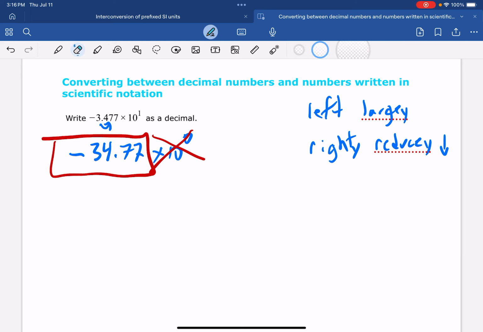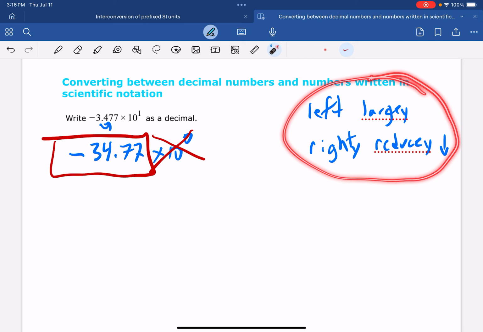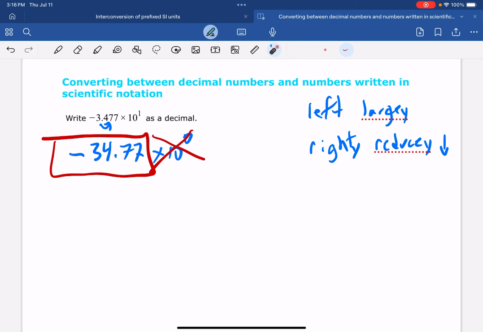One of the things I would really encourage you with when you're doing these is this lefty largy, righty reducey. As silly as it sounds, it's going to allow you to shift decimal places one direction or the other and simultaneously do the correct thing with the exponents. It's going to make your problems a lot easier. Hopefully this has been helpful.